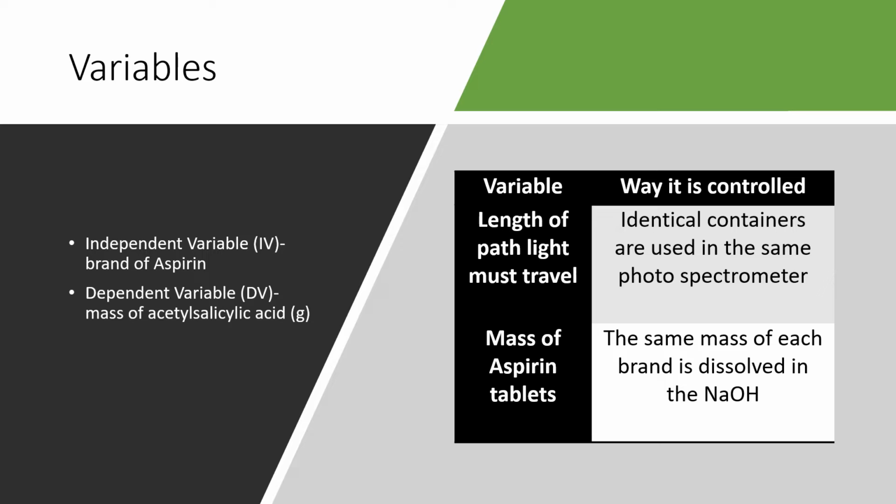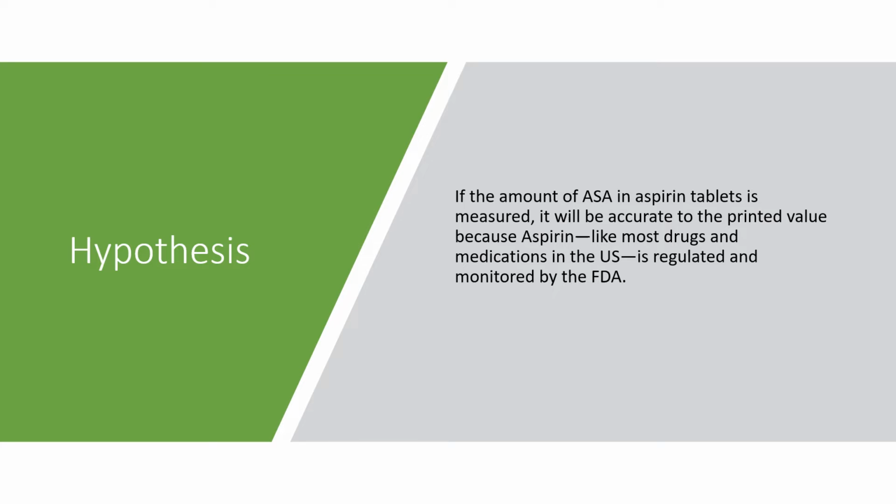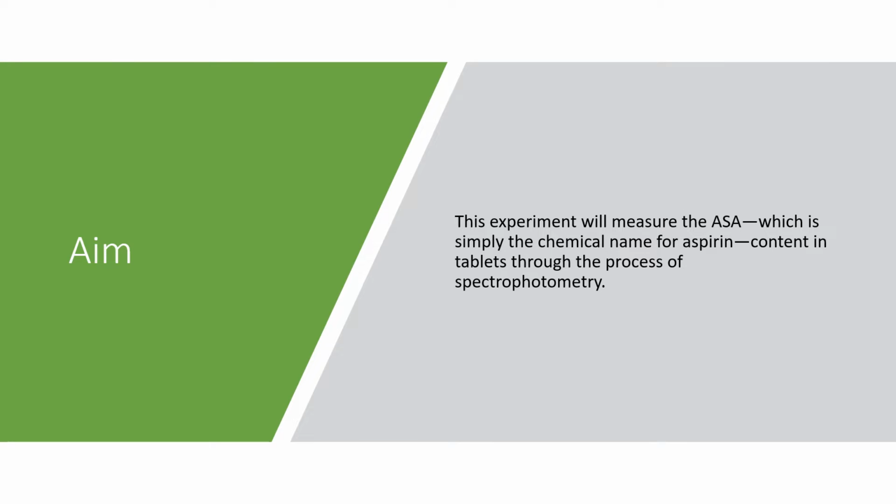So my independent variable was the brand of aspirin, and my dependent variable was the mass of acetylsalicylic acid. I hypothesized that it would be very accurate to the printed value because the tablets are regulated by the FDA, which ensures companies are honest in their advertisements on the bottles. So the aim of my experiment was to measure the acetylsalicylic acid content of aspirin tablets.